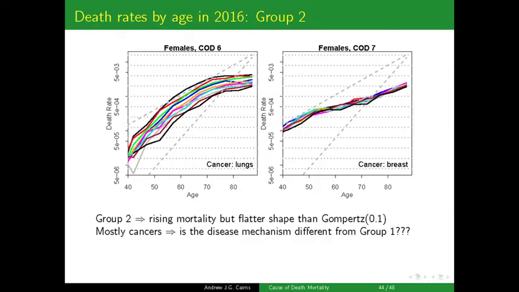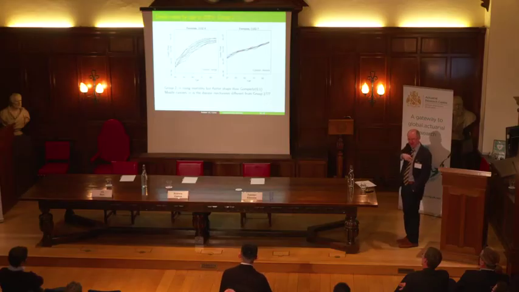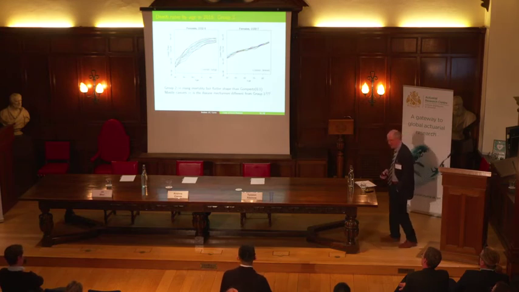We then have this group 2, so group 1 was the Gompertz 0.1. Group 2 are mostly cancers, and these are all flatter. They're either steep and then level off, as with lung cancer, or there's breast cancer, which has a much lower slope than the 0.1 curve. So again, I'm not a medic, I don't understand biology, but statistically there's something different about cancers compared to the general old age deterioration.